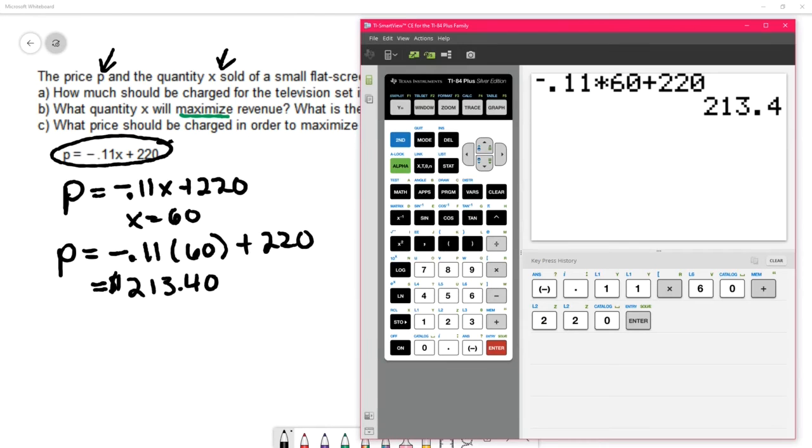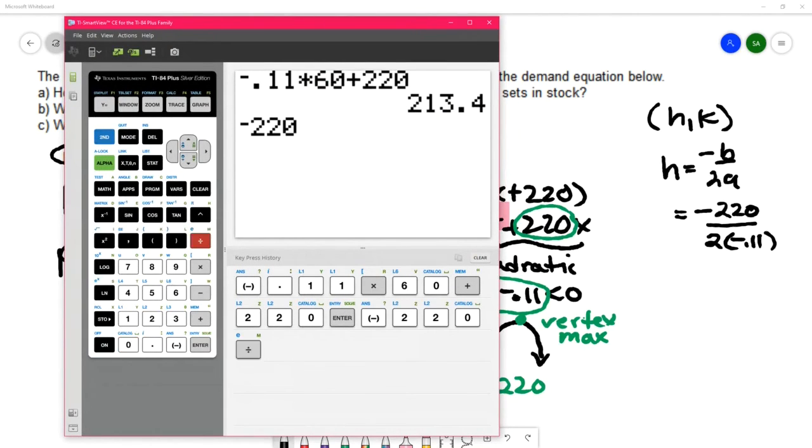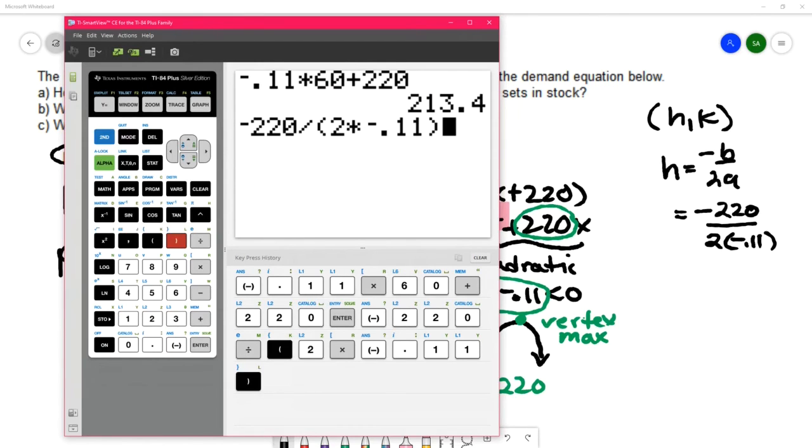I'll use my calculator to work that out. That's negative 220 divided by, and I need parentheses around the denominator, 2 times negative 0.11, and we get 1,000.